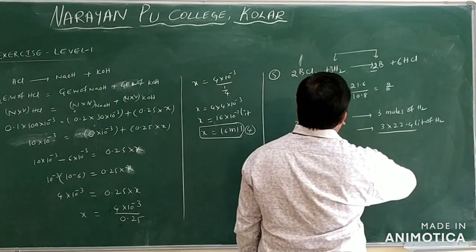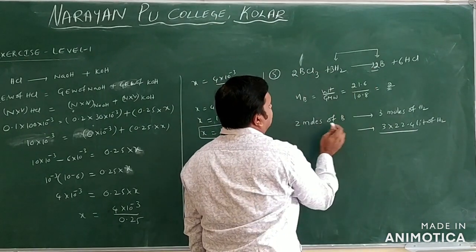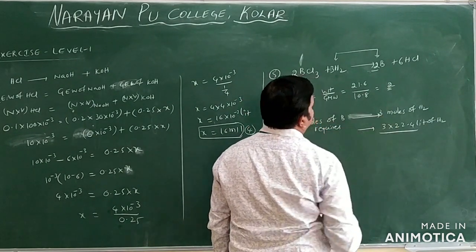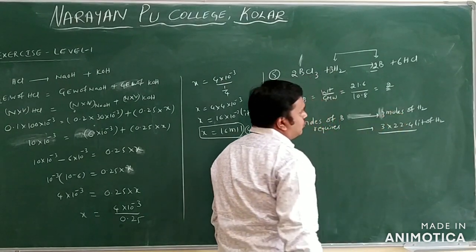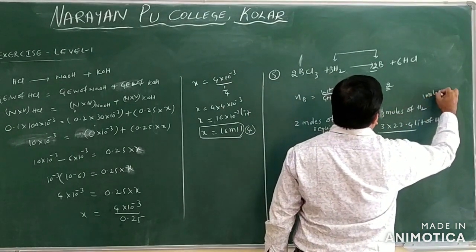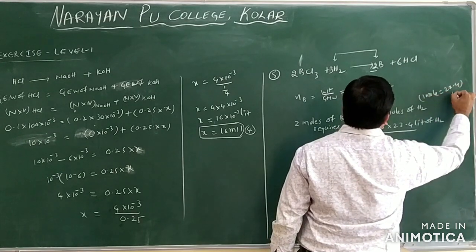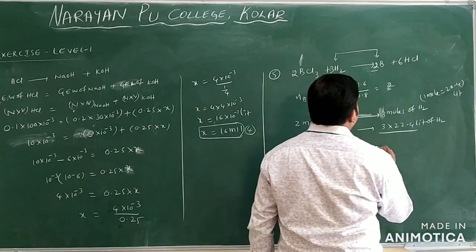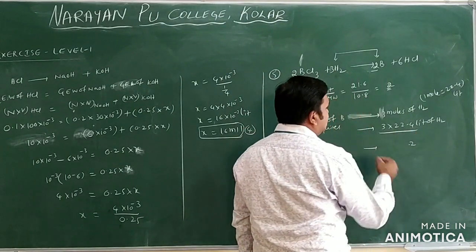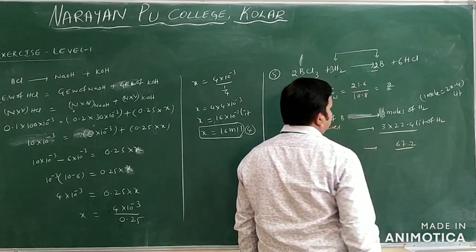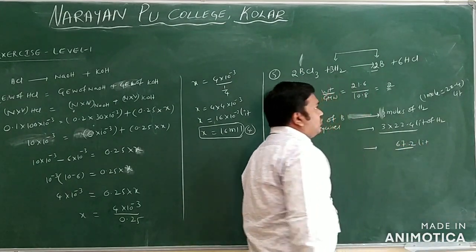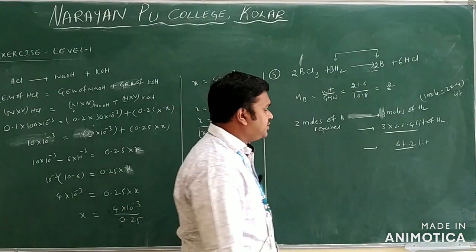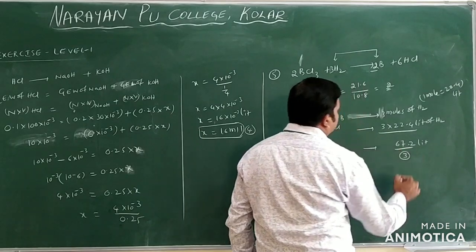So 2 moles of boron requires how much amount of the hydrogen only. 2 moles of boron requires how many moles of H2? We have 3 moles of H2. 1 mole volume how much? 1 mole volume 22.4 liter. 3 mole volume 3 into 22.4 liter only. So here this is 67.2 liter of hydrogen gas is required for this equation only. So what is the answer we will take here? Option 3, that is 67.2 only.